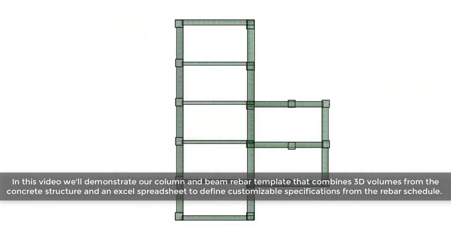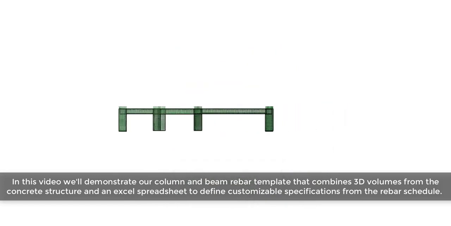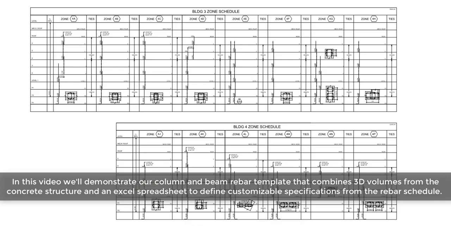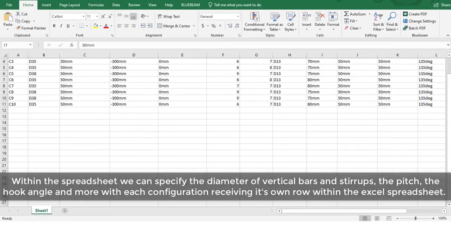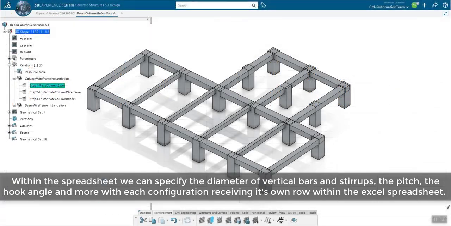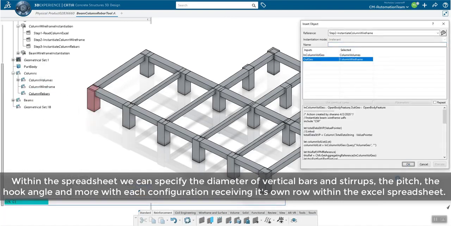In this video, we'll demonstrate a column and beam rebar template that combines 3D volumes from the concrete structure and an Excel spreadsheet to define customizable specifications from the rebar schedule. Within the spreadsheet, we can specify the diameter of vertical bars and stirrups, the pitch, the hook angle, and much more, with each configuration receiving its own row in the Excel spreadsheet.